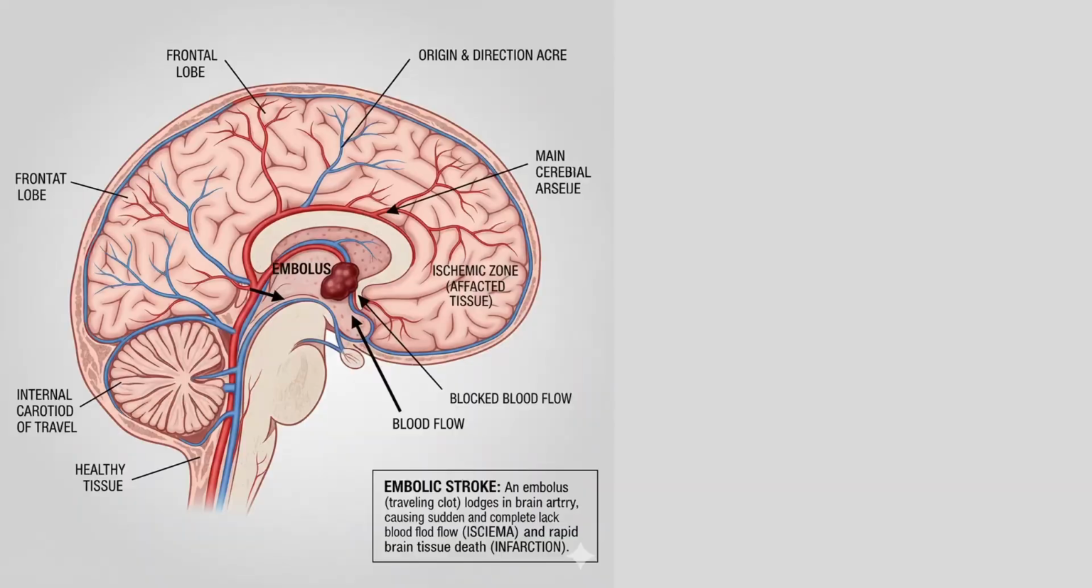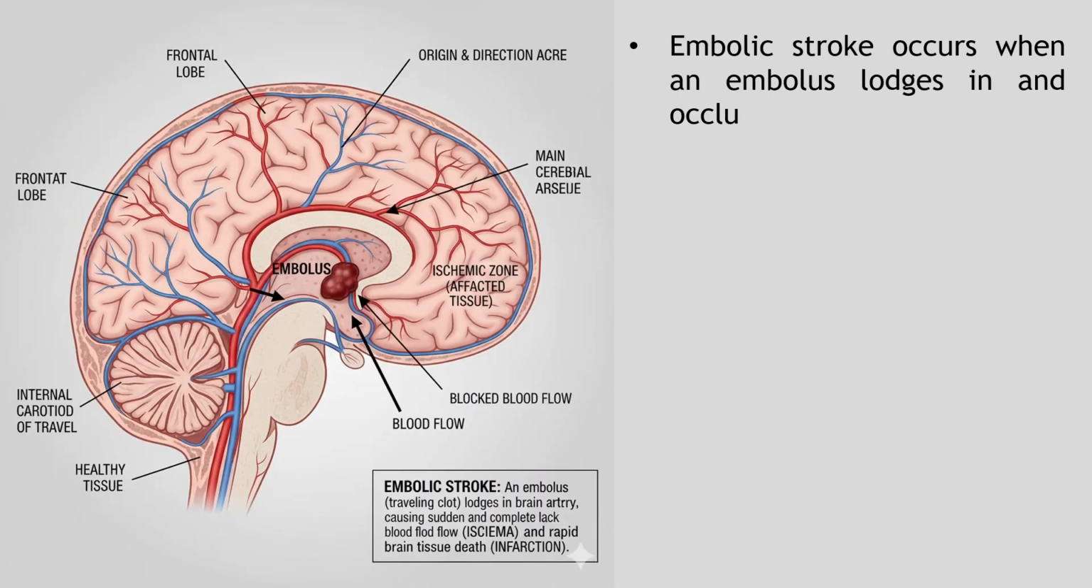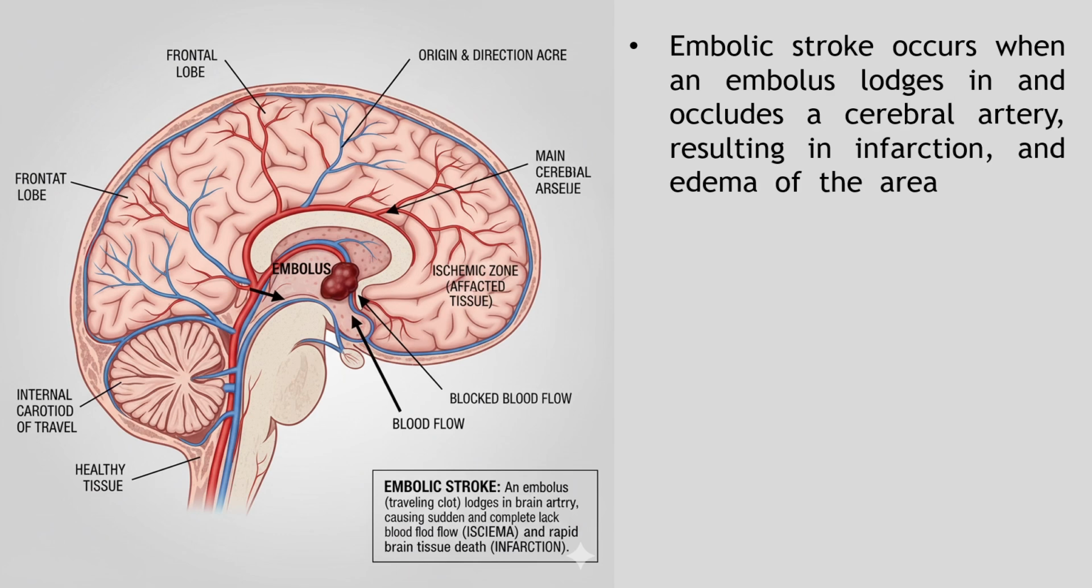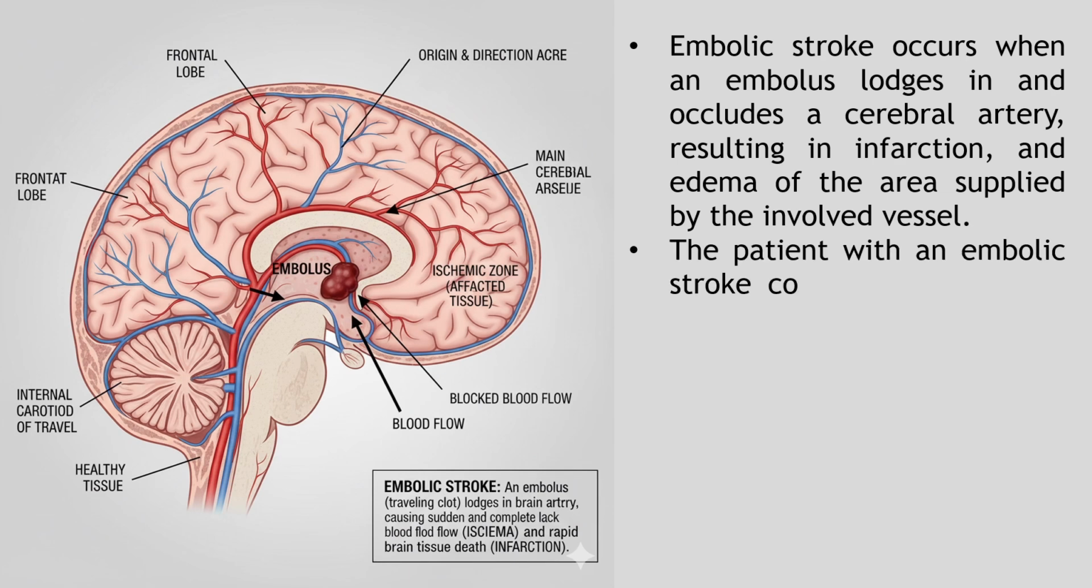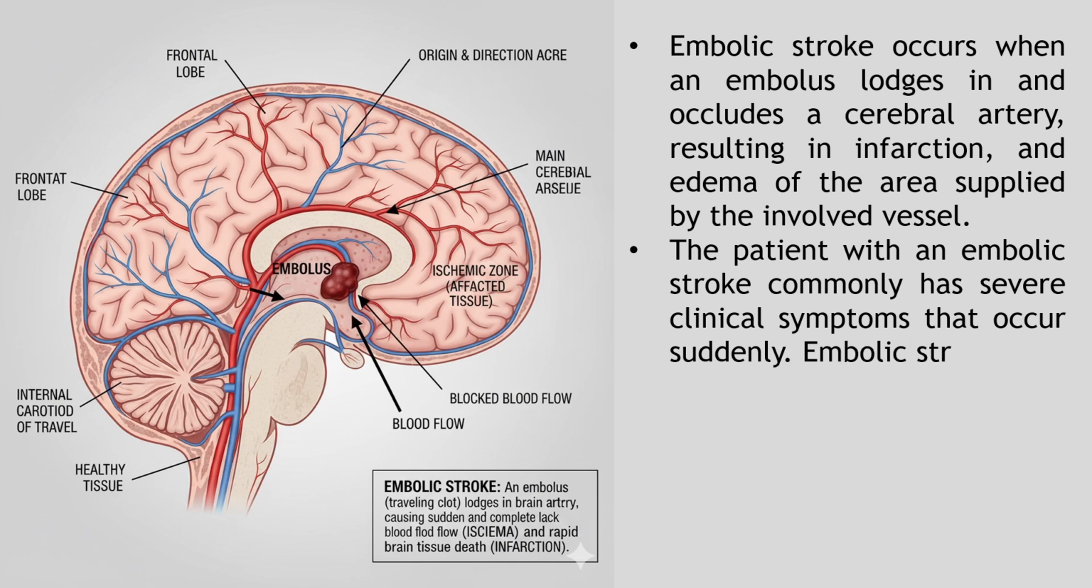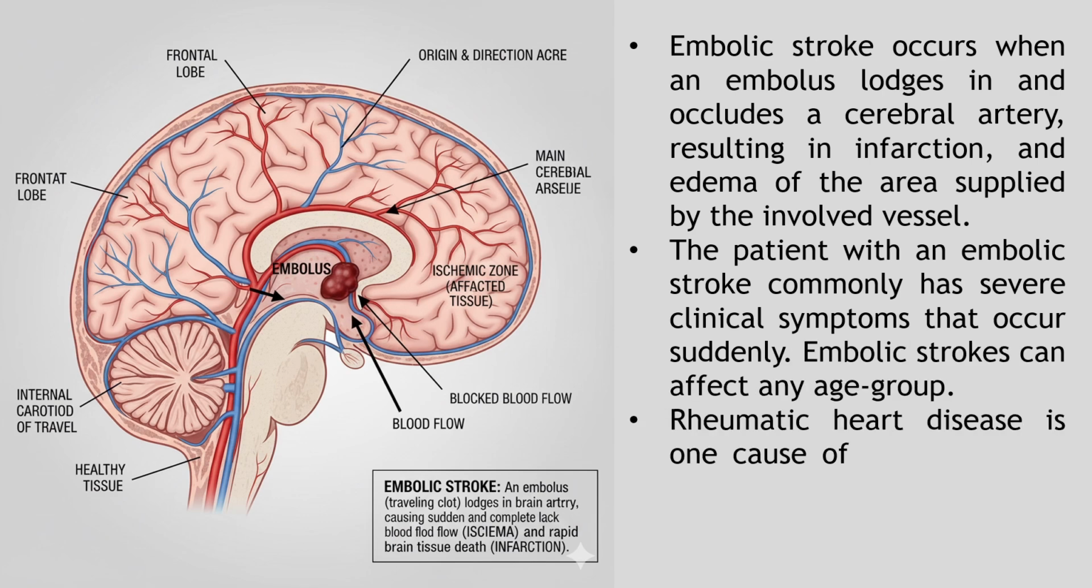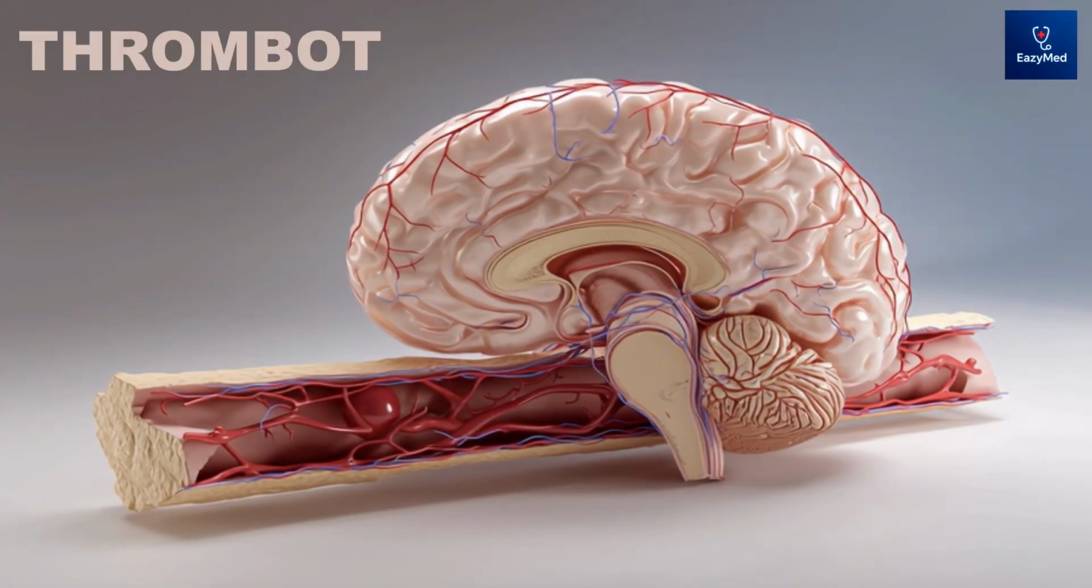Embolic stroke. Embolic stroke occurs when an embolus lodges in and occludes a cerebral artery, resulting in infarction and edema of the area supplied by the involved vessel. The patient with an embolic stroke commonly has severe clinical symptoms that occur suddenly. Embolic strokes can affect any age group. Rheumatic heart disease is one cause of embolic stroke in young to middle-aged adults.